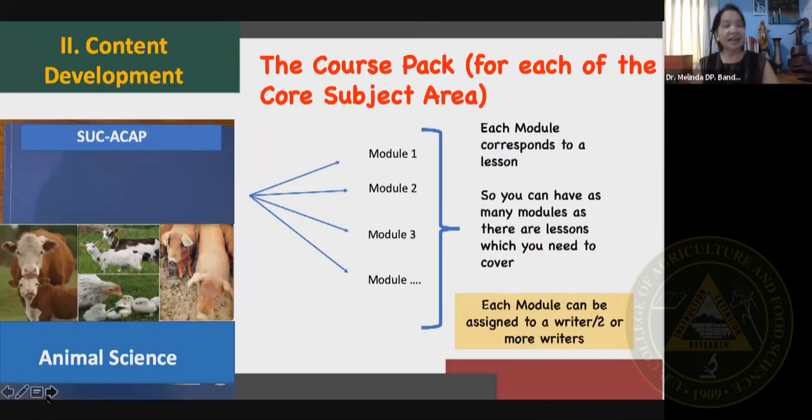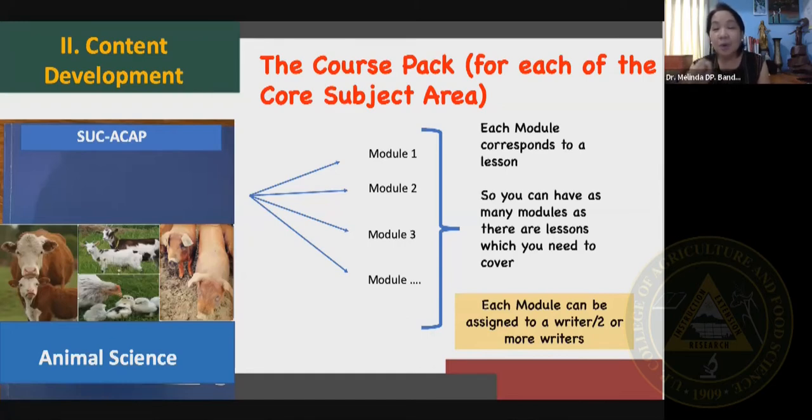Eto, ginawa ko kayo ng sarili nyong cover. Syempre, ang nagawan ko lang animal science, madali maghanap ng picture ng animal science. Gagawa sana ako para sa craft science, kinulang na ako ng oras. So the course pack for each of the course subject area can also look like this, no? May sarili kayong kulay, may sarili kayong cover, and inside, as what I had shown earlier, there can be module 1, module 2, module 3, and so on.